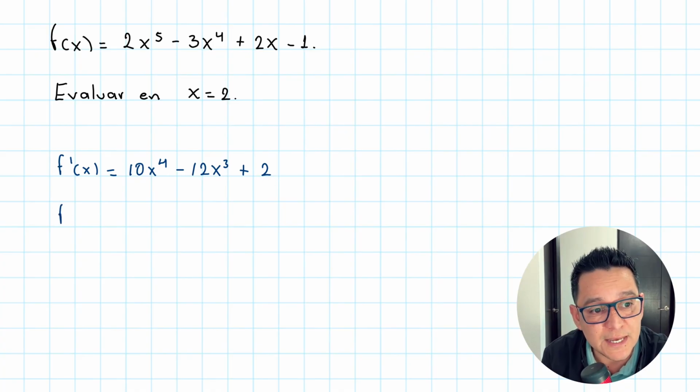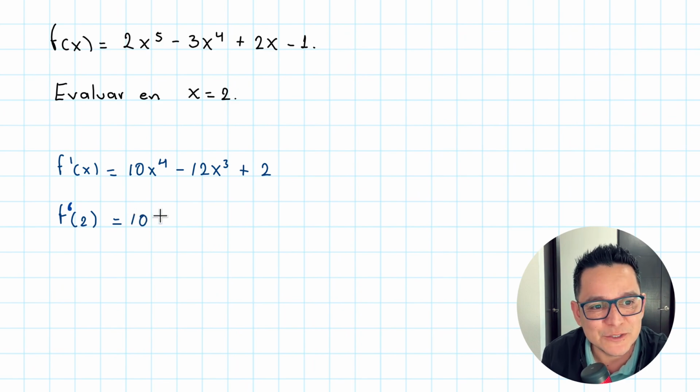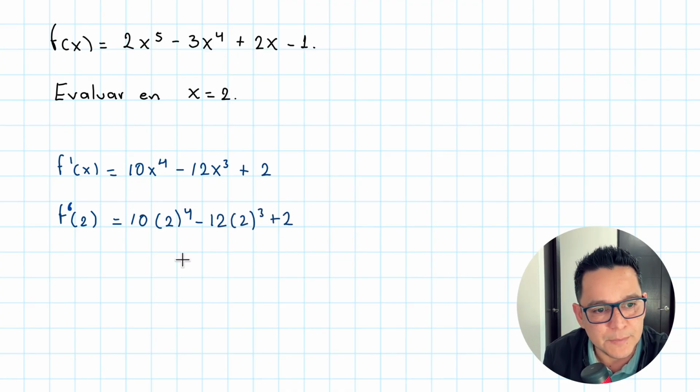So the next step would be to evaluate this same derivative, but at 2, as it says. Remember, the answer was 66, right? Let's check if we get the same result. So we write 10 times 2 raised to the fourth power, minus 12 times 2 raised to the third power, and then plus 2.